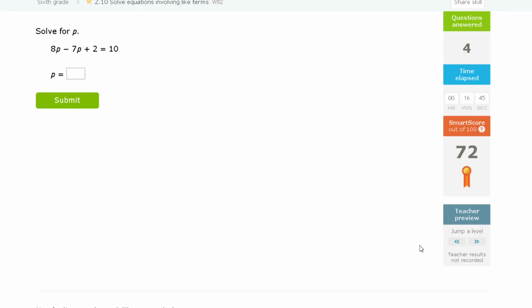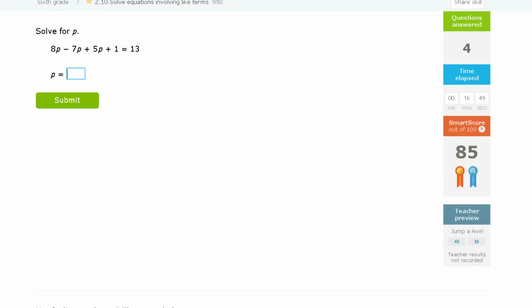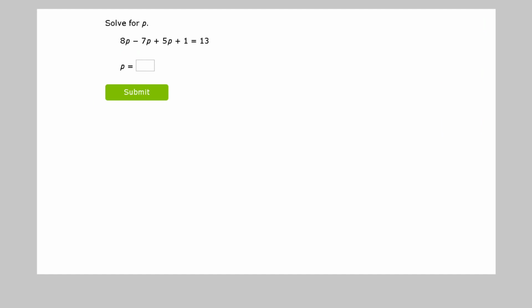Let's see, maybe, can I get one more like that? We'll do one last one, actually. All right, so again, look for which terms are alike. So this one is a p, this one is a p, and this one is a p. And then we have this plus 1 here, which doesn't have a p, so it's not a like term.